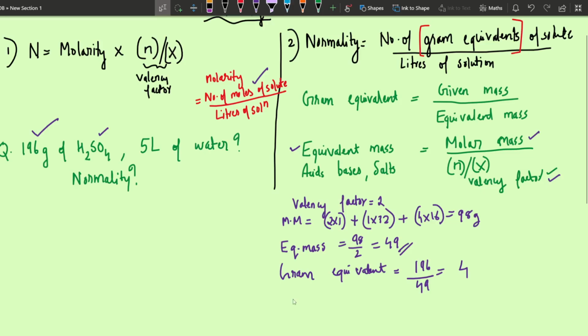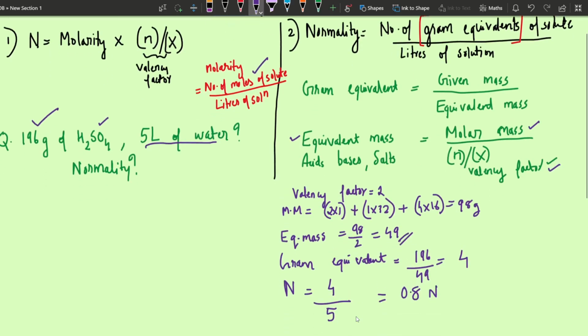Now the normality is what? Normality is the number of gram equivalents of solute, which we have found out here, which is 4, divided by the liters of solution in which we have dissolved it. So that is 5 liter. Don't write 500 ml. It is written in liter. So 4 divided by 5 is 0.8 normal. Okay, we got 0.8 normal here.